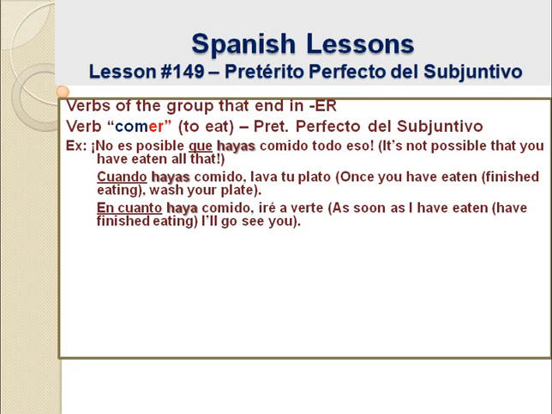Now our third example. En cuanto haya comido, iré a verte. As soon as I have eaten, or as soon as I have finished eating, I'll go see you. Okay? So here, haya comido is the verb comer conjugated into the pretérito perfecto del subjuntivo. So as you can see here, we are always using the verb haber as auxiliary verb.